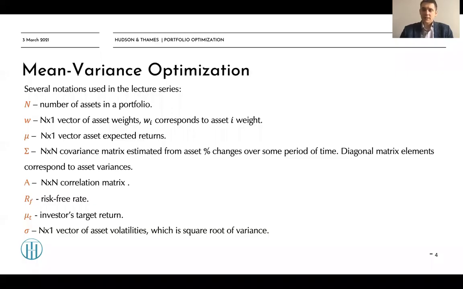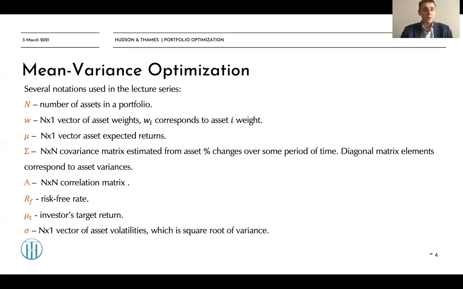But before that, let's briefly introduce several notations which are used in our lecture series. So we'll denote N as the number of assets in our portfolio, meaning that we have an investable universe and the number of assets in this investable universe is N. Let's also denote as W the N by 1 vector of asset weights, and Wi corresponds to asset i's weight. So basically, if we have three assets and for asset A the weight is 0.2, in this case WA is equal to 0.2, meaning that we allocate 20% of our capital to asset A.